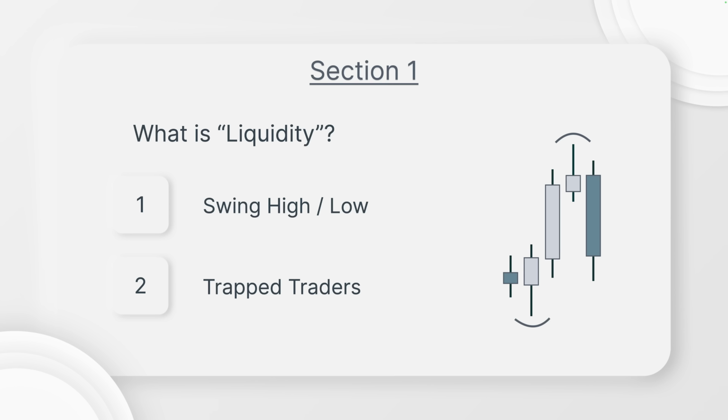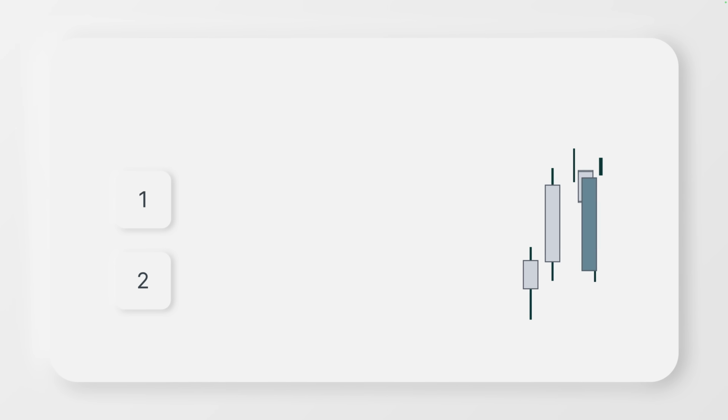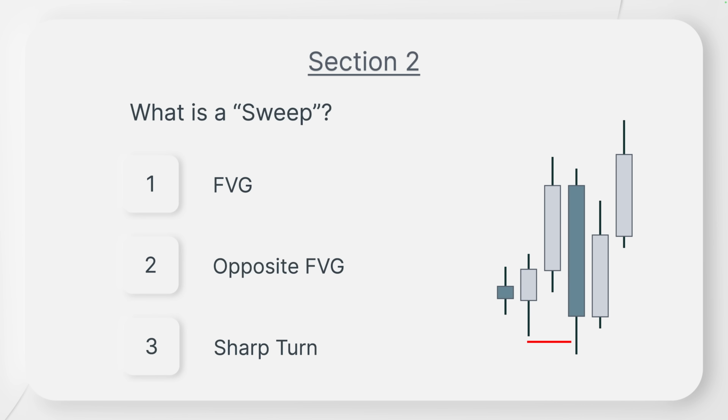So the first step is currently quite clear, right? We understand what liquidity is and what it looks like. That is important because otherwise we don't know what is actually sweeping, of course. That is where step 2 comes in, because step 2 is what we need to understand. We are sweeping liquidity. Then the second step in section 2 is what is a sweep.